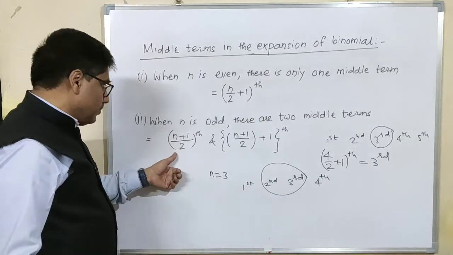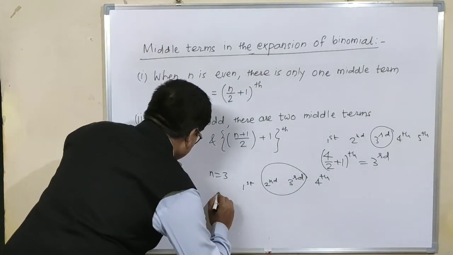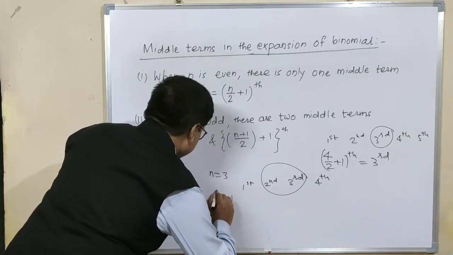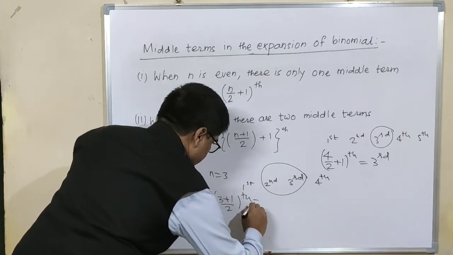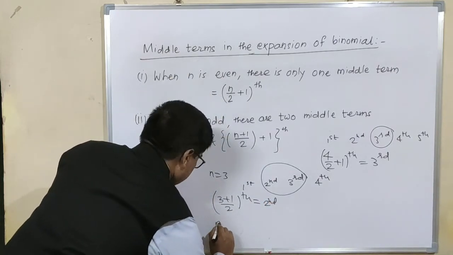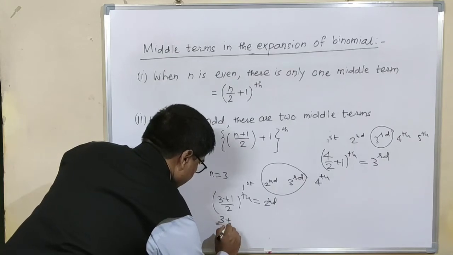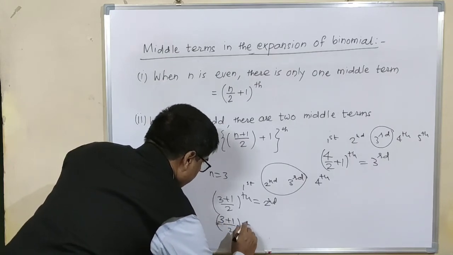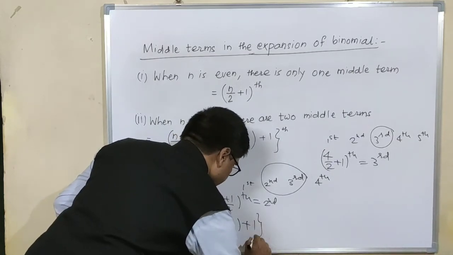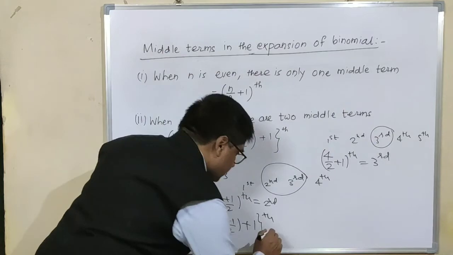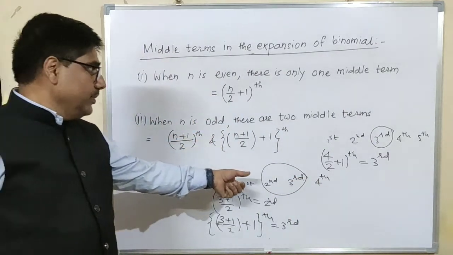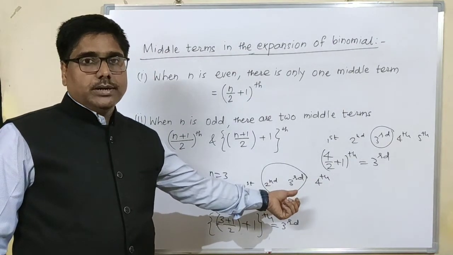Now let us apply this formula. (n plus 1) by 2, that is (3 plus 1) by 2 th term, that is the second term, and (n plus 1) divided by 2 plus 1, that is (3 plus 1) divided by 2 plus 1 th term, that is the third term. These are the two terms. That is, when n is odd, we get the two middle terms.